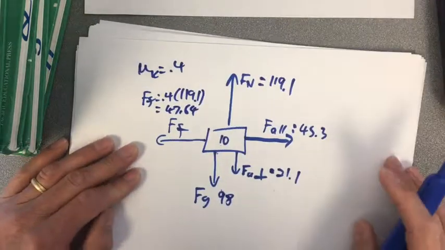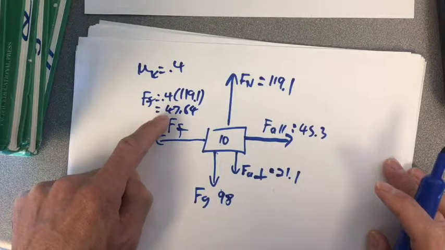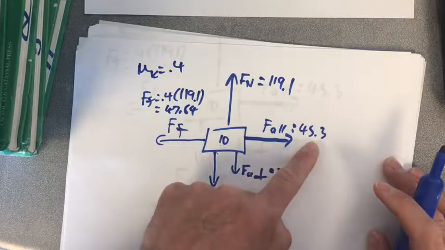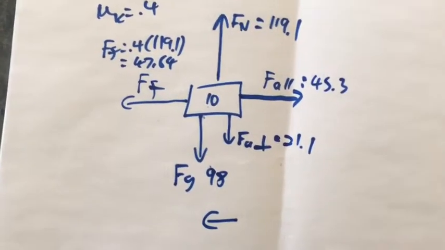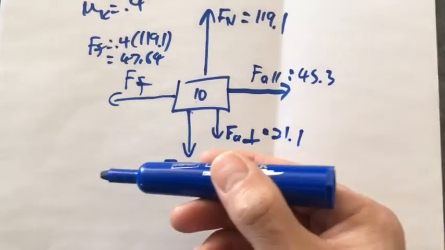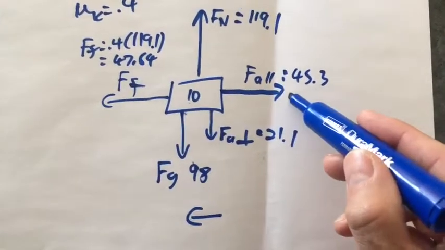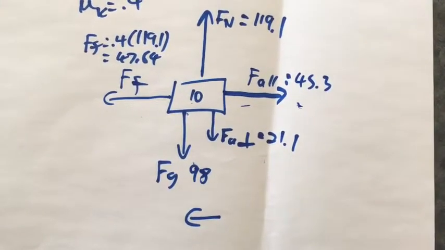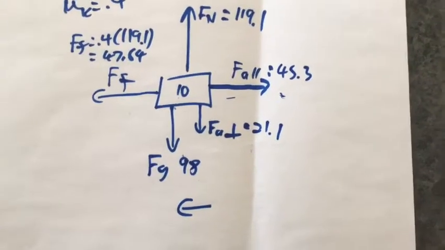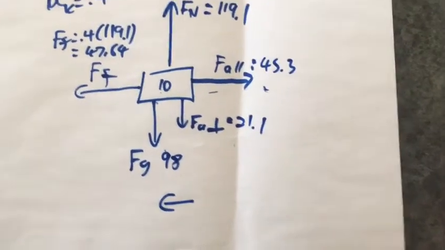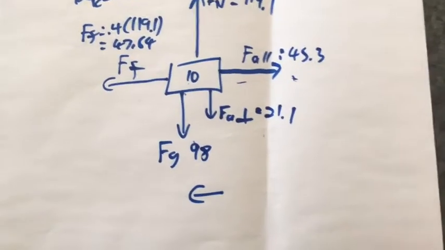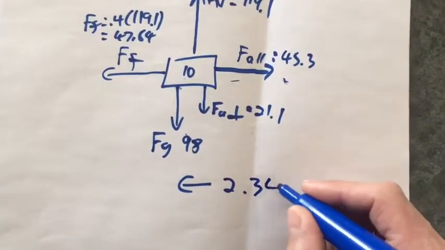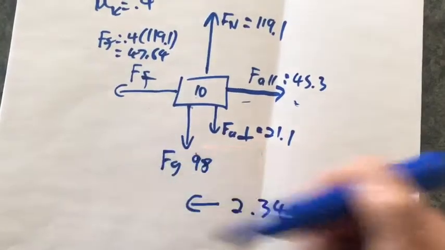Okay, now look at this. We have a force of friction of 47.64, and we have an applied force of 45.3. So what this implies is that our net force is going to the left. Friction is greater than the parallel component of our applied force. It's greater by 47.6 minus 45.3, which is 2.3. So we have a net force of 2.34 newtons to the left.